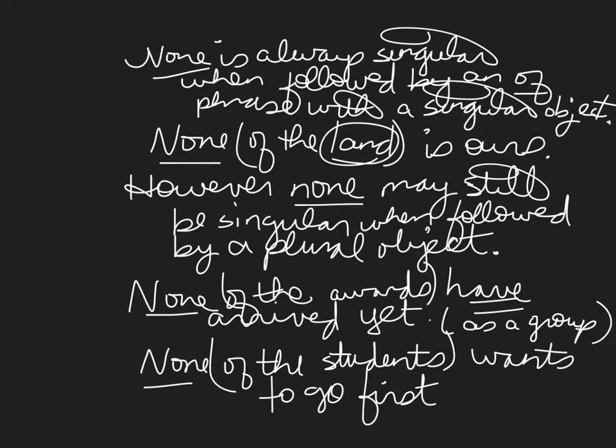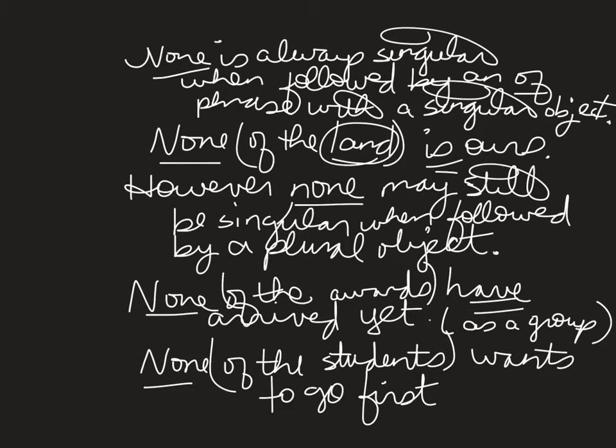However, the word none may still be singular even when it is followed by a plural object. And this is only the case for the word none, not any of the other words in this category that can be either or: some, any, all, most, and more. Okay, only the word none this happens with. So even if it has a plural object after it, it may still be singular. Look at the context of the sentence.